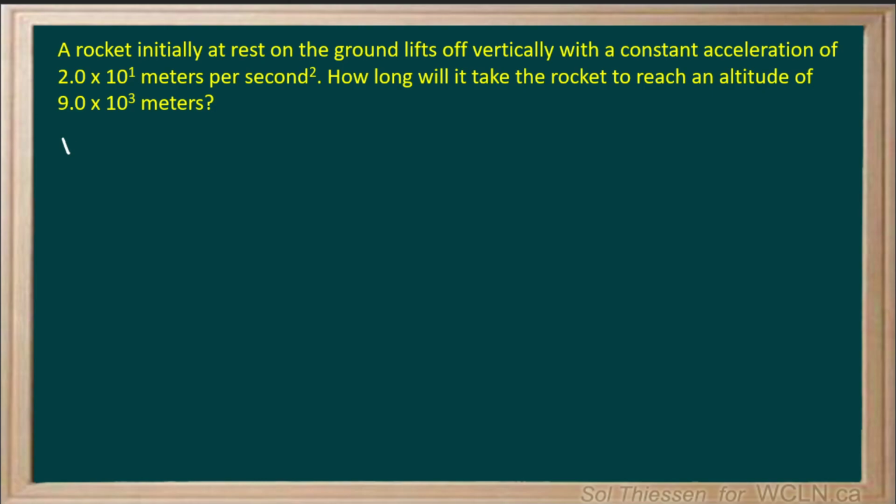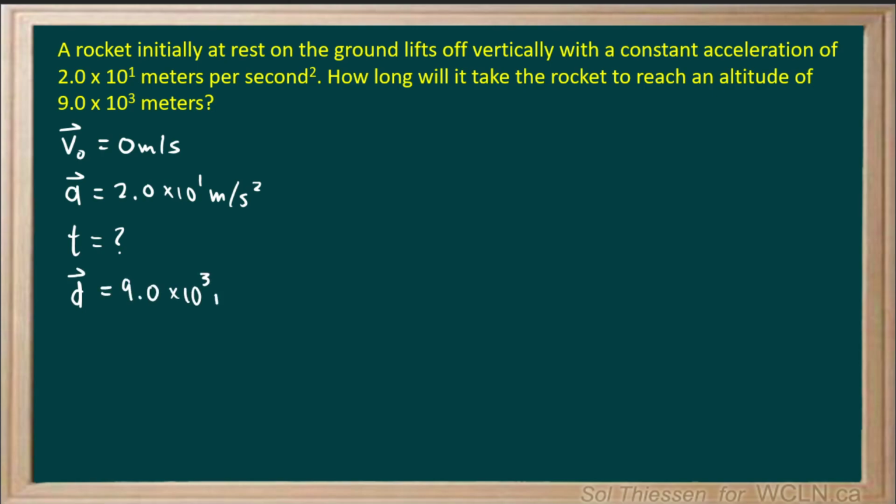Okay, so we know that the rocket is initially at rest, so its initial velocity will be 0 meters per second. We know the acceleration is constant and positive in the upwards direction, and it is 2 times 10 to the 1 meters per second squared. We want to know the time that it will take for the rocket to reach an altitude, or in other words, a positive displacement of 9 times 10 to the 3 meters. So we can use this equation.